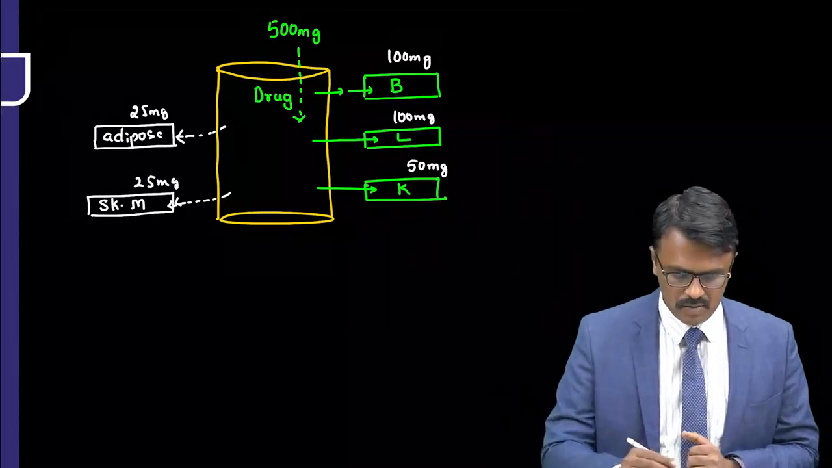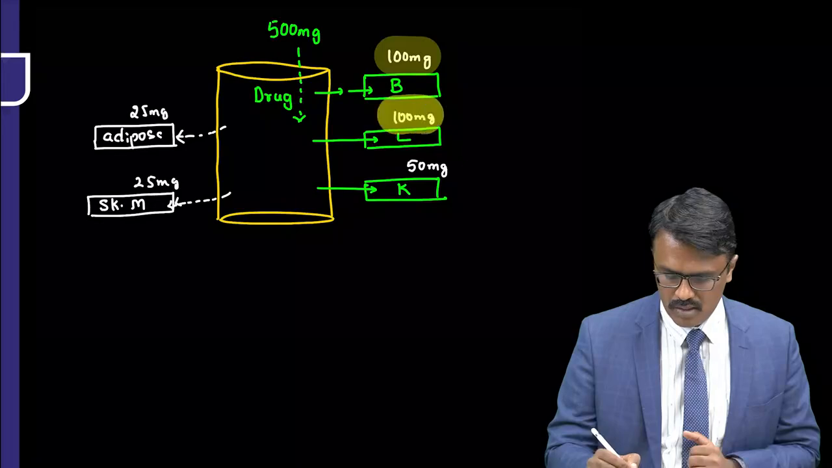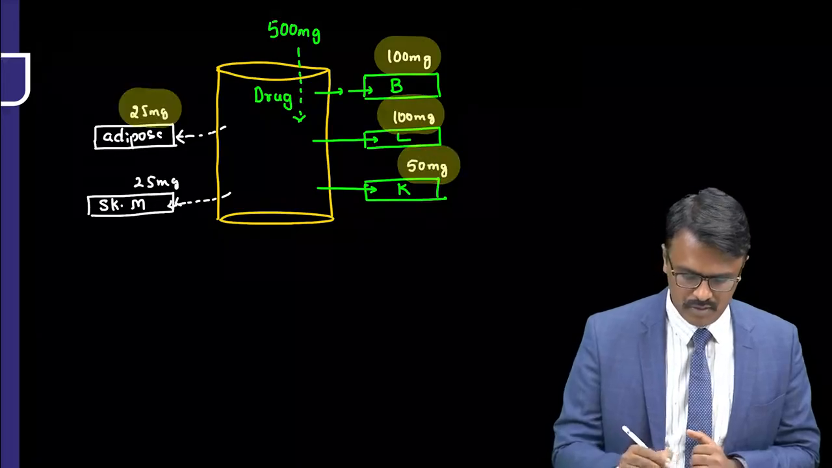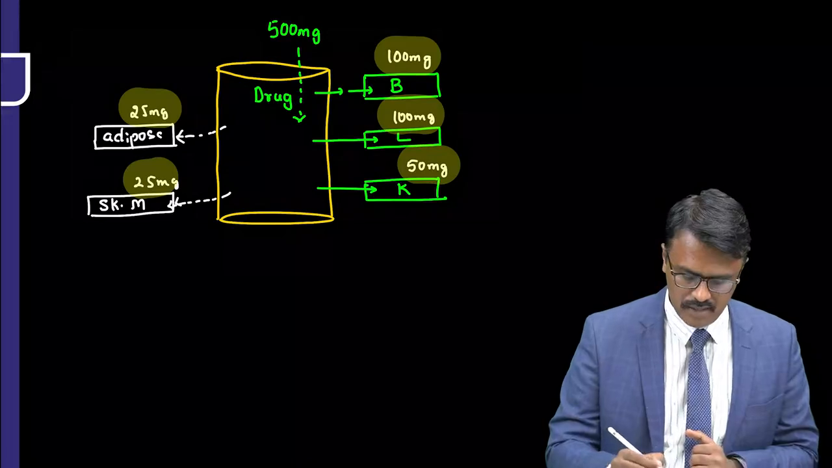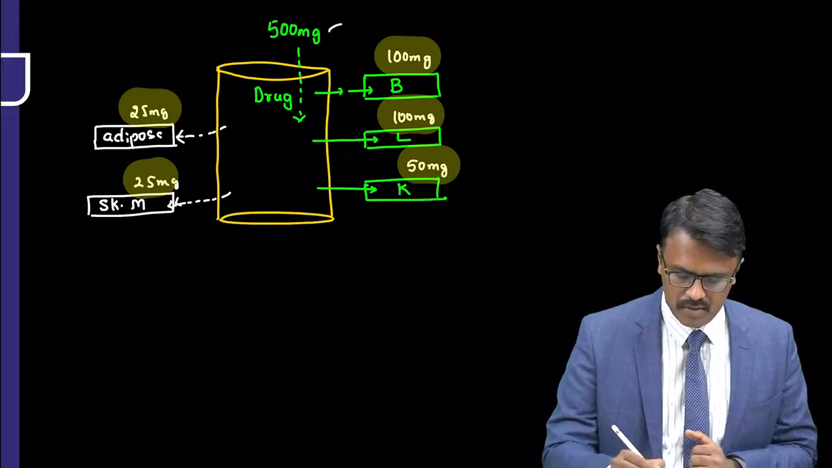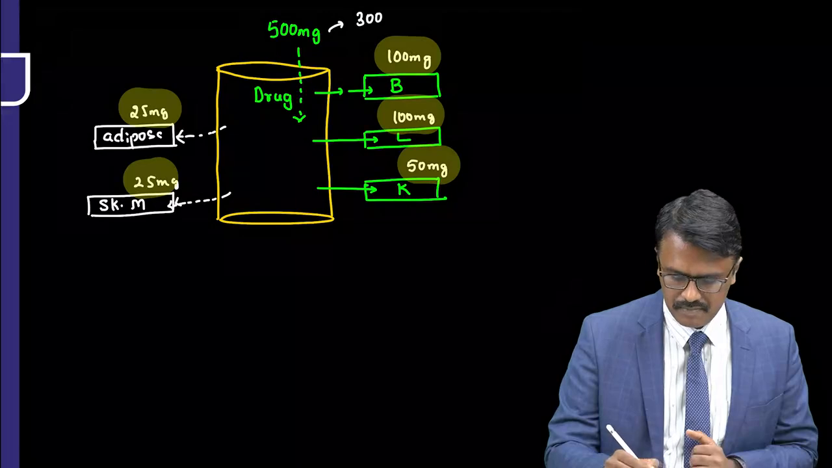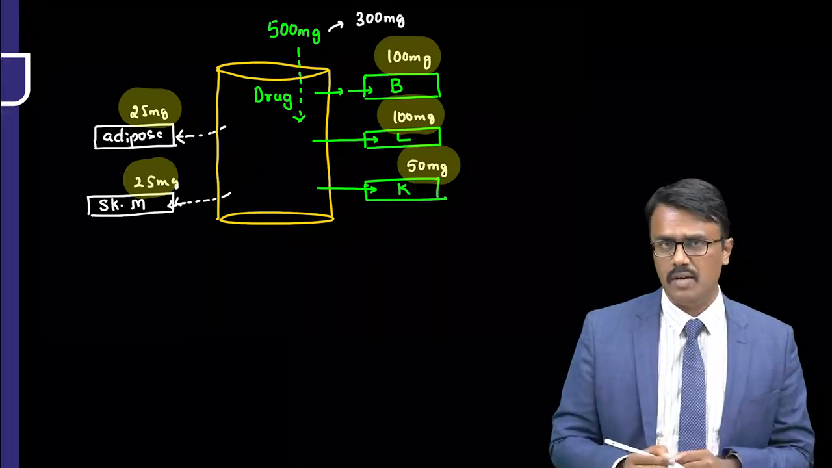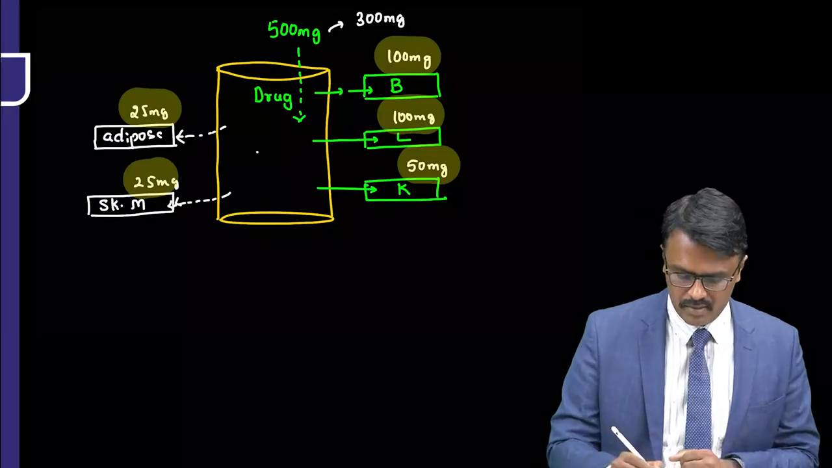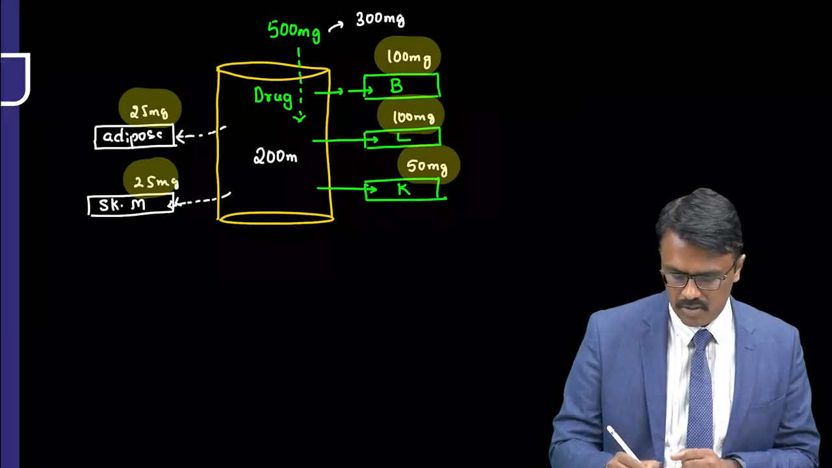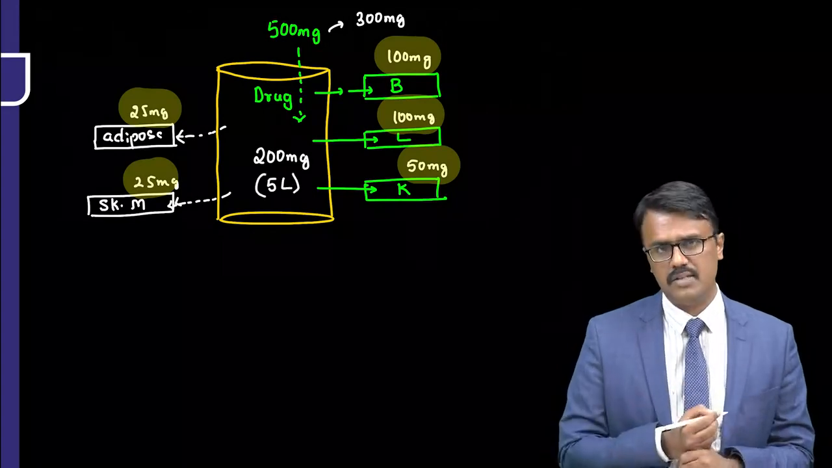Now how much is going out is 100, 200, 250, 275, 300. So how much I gave is 500. How much went out of the blood vessel is 300. So how much is remaining now in the plasma? It is 200 milligram. And how much plasma did I tell you? It is just for calculation, we are taking 5 liters.